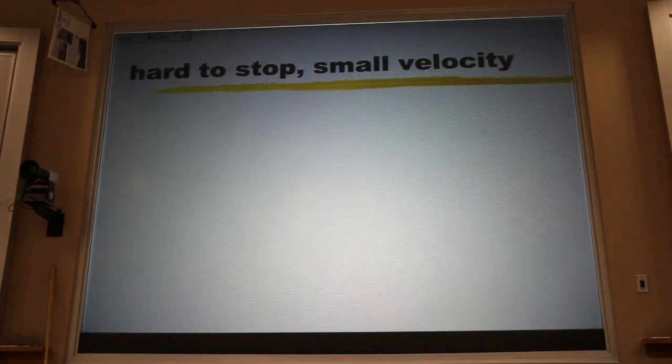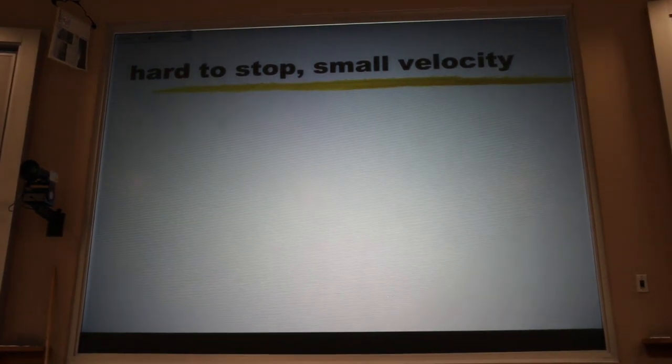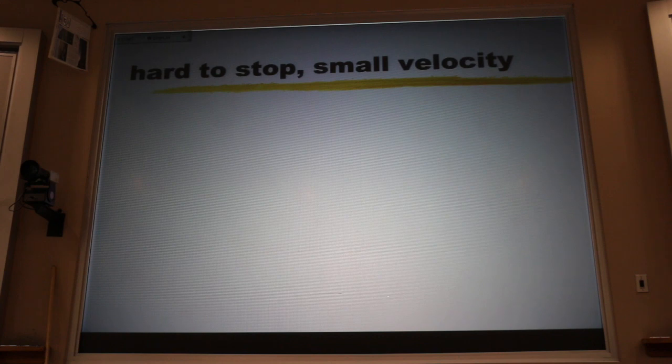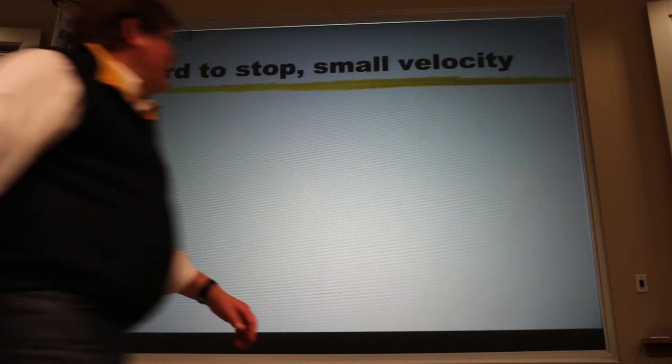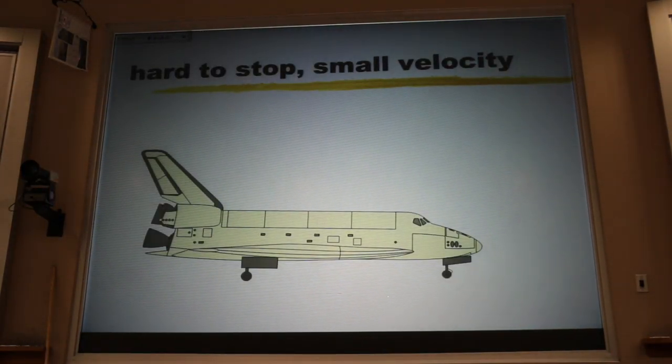What about an example, or a couple of examples, of something that would have a lot of momentum, hard to stop, but not going very fast? A planet. What's that? A planet. Okay. Train. I'm just thankful you didn't say Greg. Okay. Anything with a lot of mass.